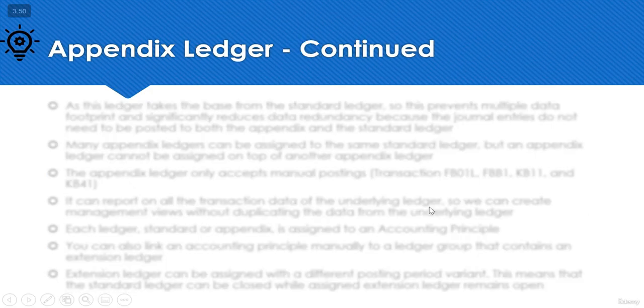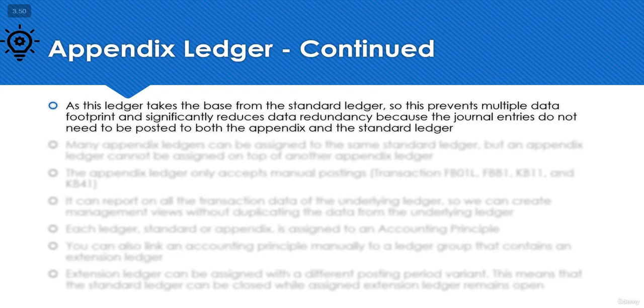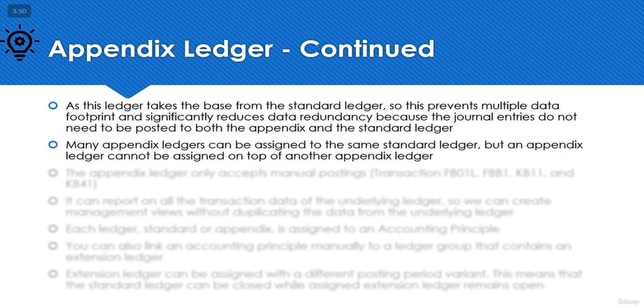appendix ledger. As this ledger takes the base from the standard ledger, this prevents multiple data footprint and significantly reduces data redundancy because the journal entries do not need to be posted to both the appendix and the standard ledger. Many appendix ledgers can be assigned to the same standard ledger, but an appendix ledger cannot be assigned on top of another appendix ledger.